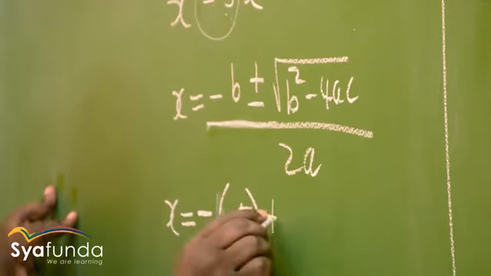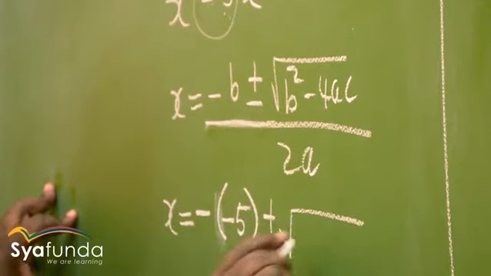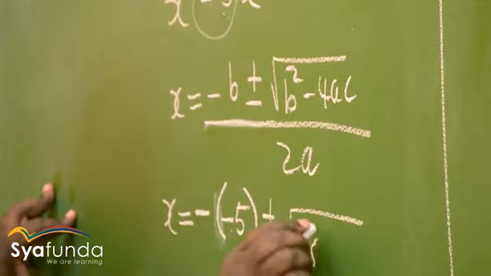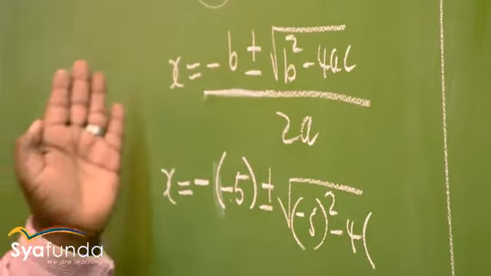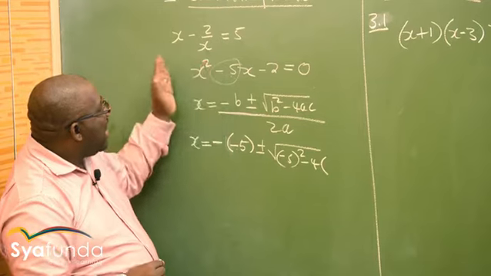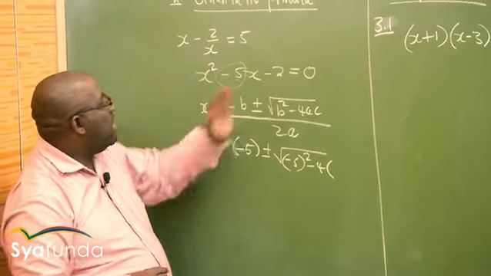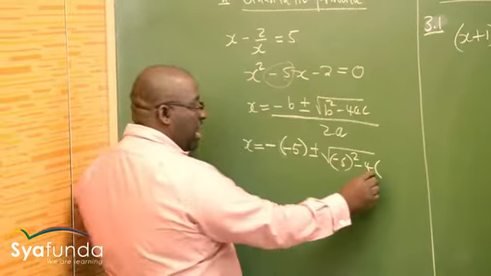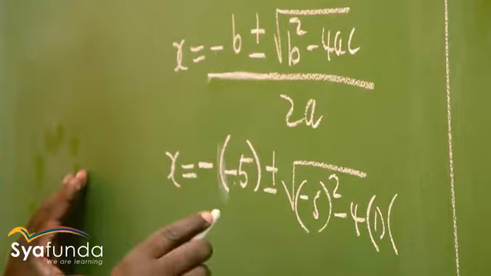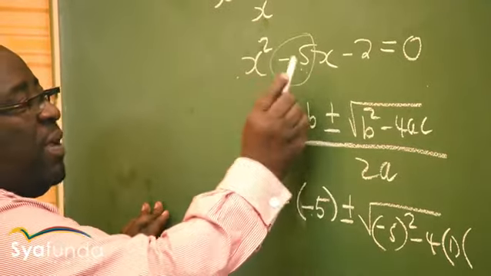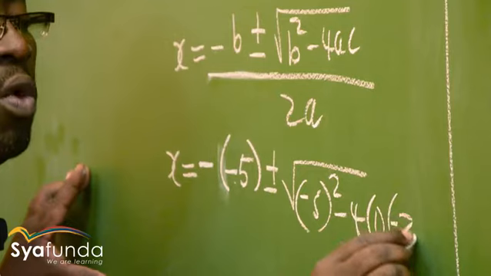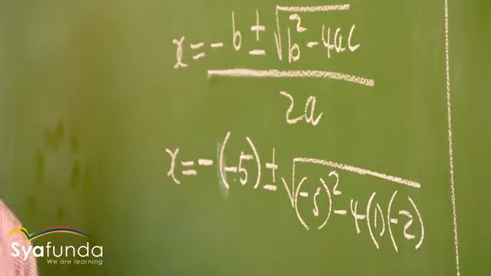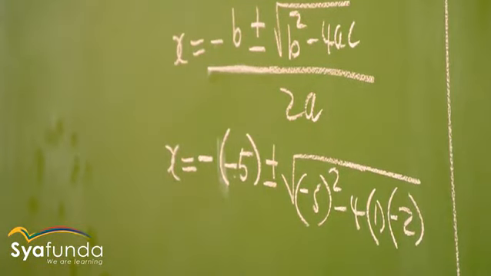This is plus or minus square root of, what is my b? It is minus 5, all squared, minus 4. What is a in this problem? It's ax squared plus bx plus c. So the value of a there is 1. And the value of c, what is the value of c there? The value of c is minus 2.